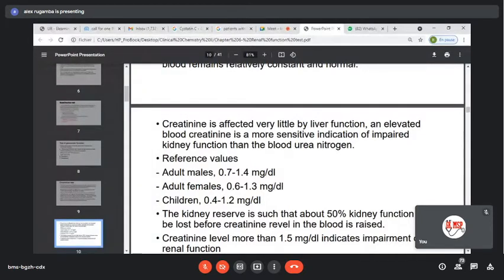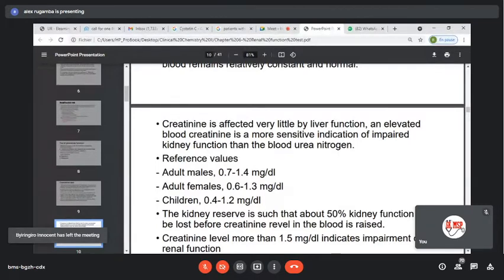So the creatinine may also be affected, but very little, by the liver, and the elevated blood creatinine is a more sensitive indicator of impaired kidney function than both urea and nitrogen. Actually, creatinine is the main one during testing for renal failure or glomerulus problems. So creatinine is the main one. It's better than blood urea nitrogen.